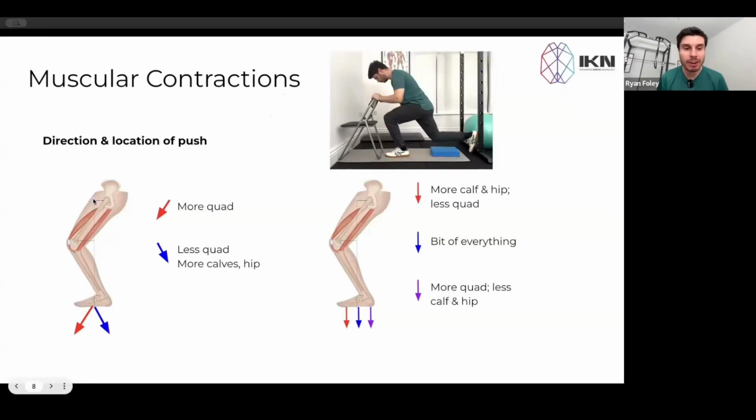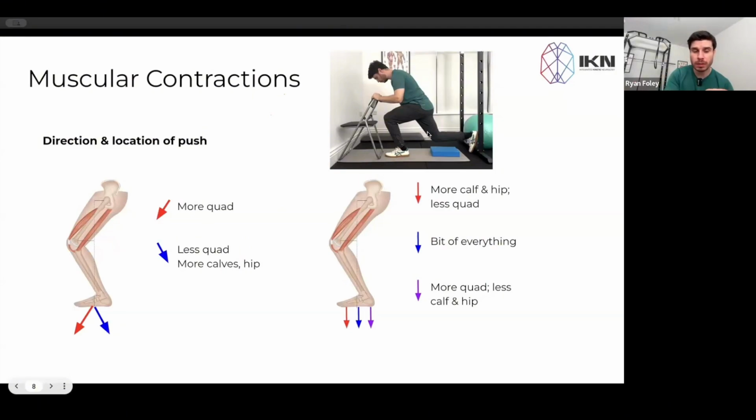Hey everyone, Ryan here. So I'm just jumping on to discuss a question I was asked from Andrew in the Facebook group concerning this idea of foot pressure, the direction of push, the location of push, mainly within the context of this iso lunge position that we discussed at the end of module 2.